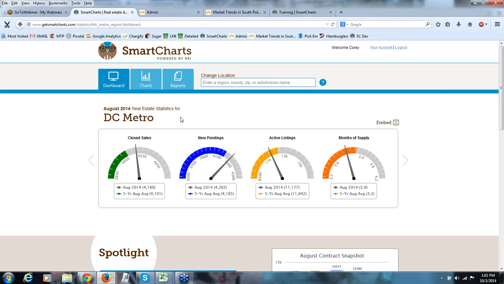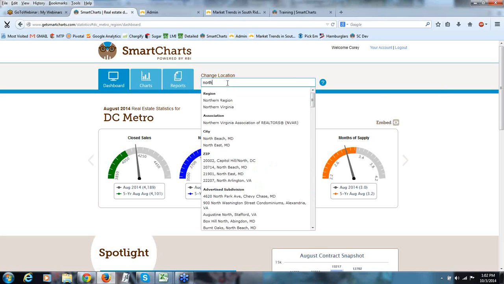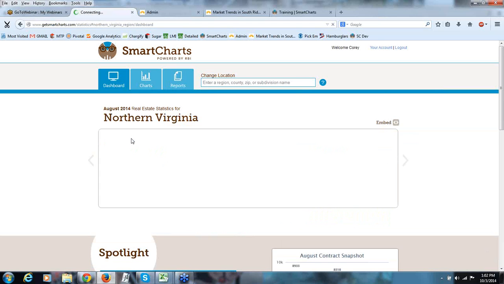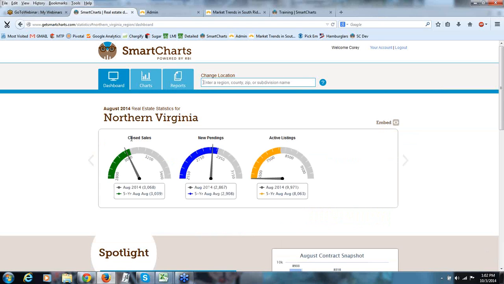This is a great spot to get a lay of the land for, if I'm in DC Metro, or if I change location to my subdivision or my city, etc. Obviously, everything within the application will update with stats relevant to whatever location I've turned on up at the top.